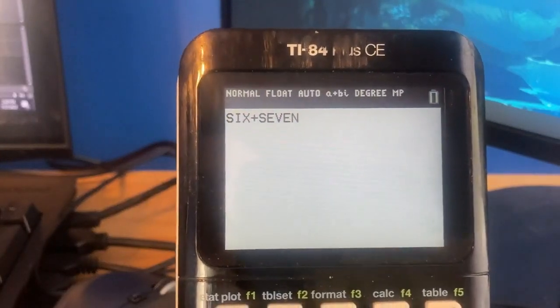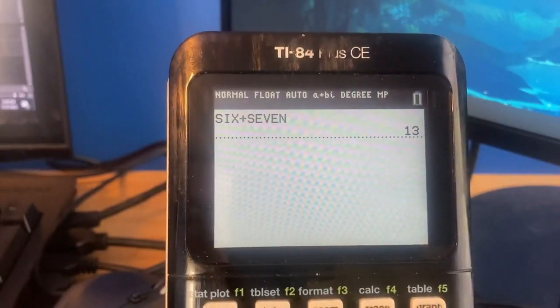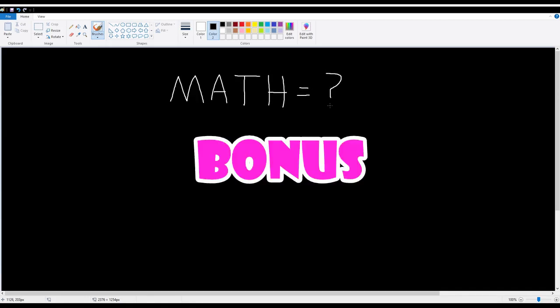I programmed the values into my TI-84, and now I can do math by spelling. And we can also use these numbers to evaluate other words to see what their value is. But before I can know the value of math, we need to add the bonus features.